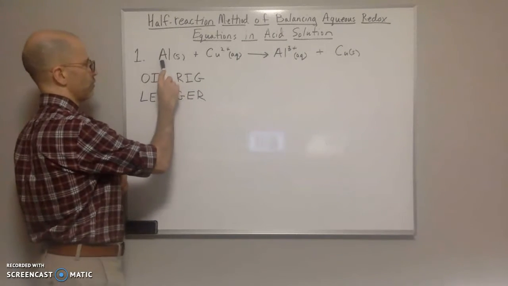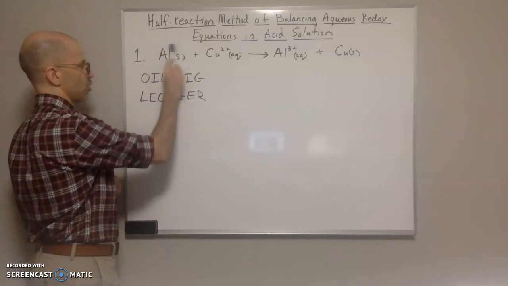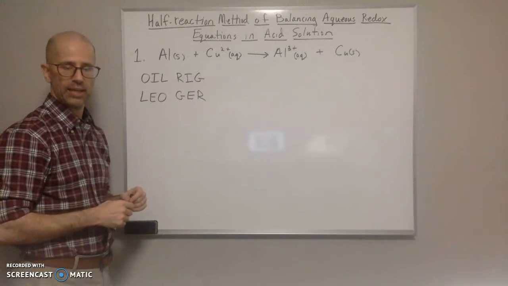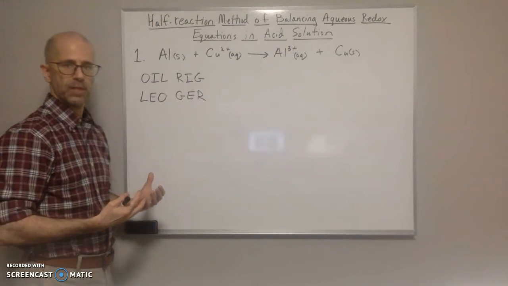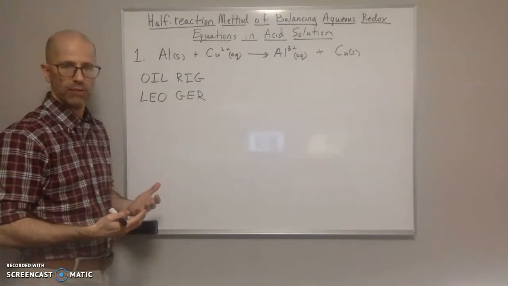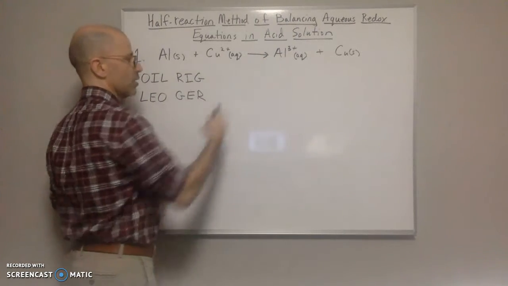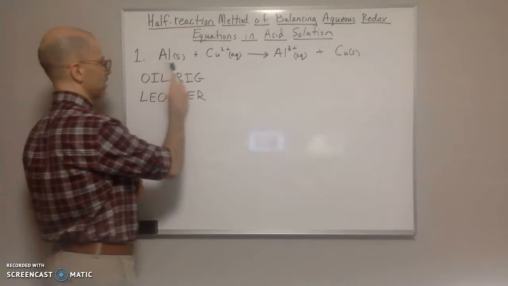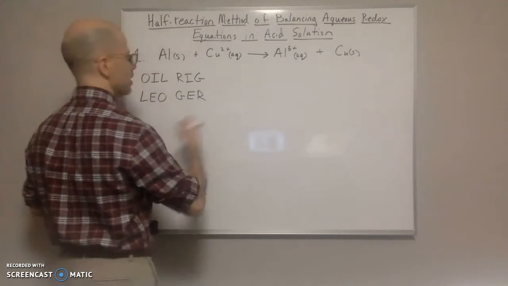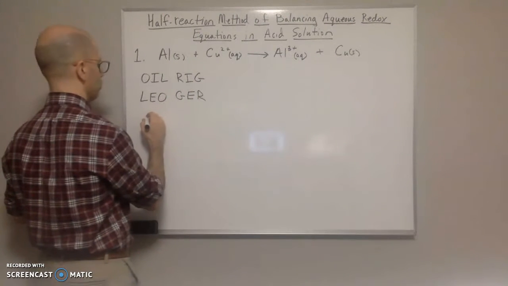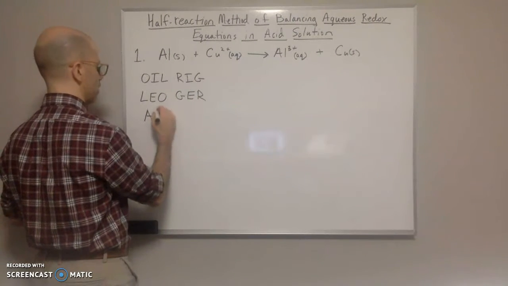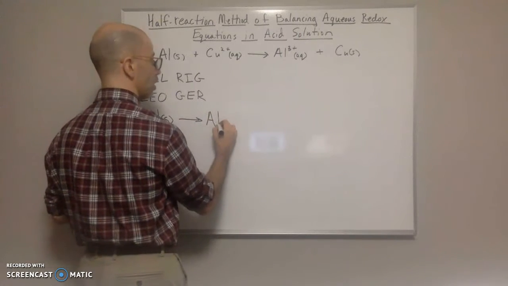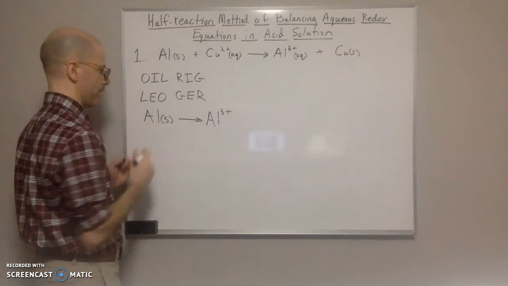So you look at aluminum first. Aluminum goes from 0 charge to 3 plus. So is it losing electrons or is it gaining electrons? Well, electrons are negative. So if it's gaining electrons, it would become more negative. But it became more positive. So it's losing electrons. So OIL, oxidation is loss of electrons. So that means that aluminum is being oxidized. So that'll be one equation. We'll write that down. So aluminum solid goes to aluminum 3 plus. So that's half of our reaction.